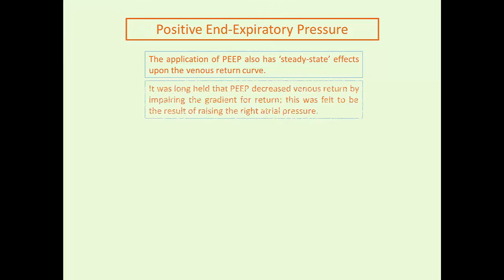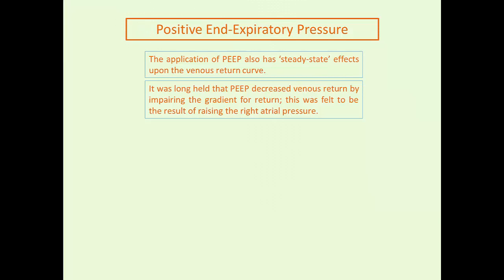PEEP also has steady state effects on the venous return curve, and it was long held that PEEP decreased venous return. I actually still hear people say this in the intensive care unit, that PEEP or an inspiratory breath decreases venous return by impairing the gradient for return. And the key word here is gradient. Well, in actuality, interestingly enough, the gradient for venous return isn't really changed by PEEP and positive pressure ventilation. And you can understand why that is. You've already seen why that is.